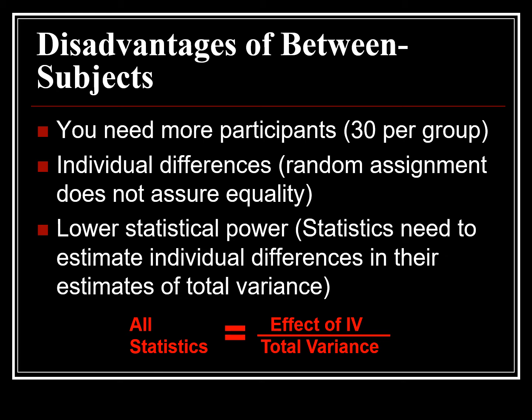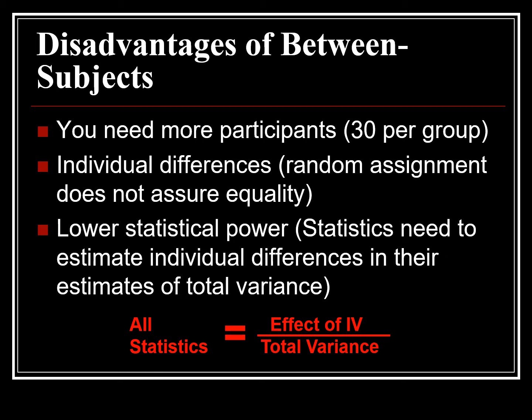But again, if we have 20 participants with 3 levels, that means we need 60 people in our study. And generally speaking, if you're looking for more moderate or smaller effect sizes, you're probably going to need at least 30 people in a group. So again, a single IV with 3 levels, you're needing 90 people at this point.